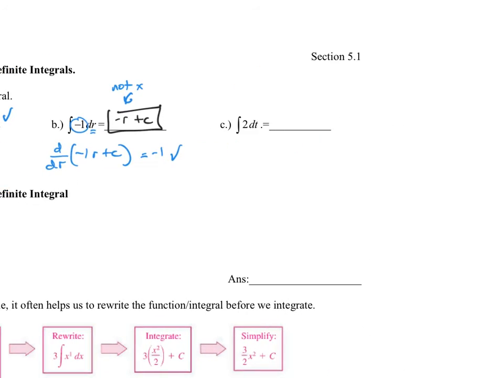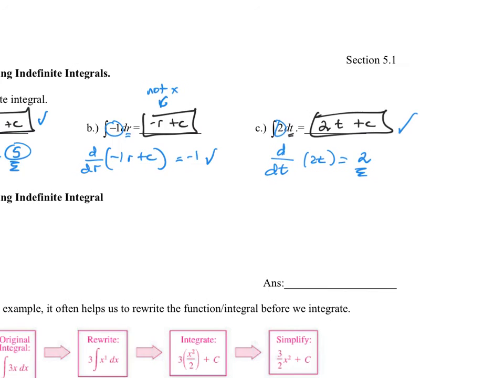Let's try the next one. It says find the indefinite integral of 2 with respect to t. Again, this is going to be nice and simple. Just be careful with your variable. Here, because t is my variable, the answer would be 2t plus c. How do we know? Find the derivative with respect to t of 2t. Again, I'm not going to use the plus c because we know the derivative of that is 0. The answer is 2, same thing as the original. I know my problem is right.